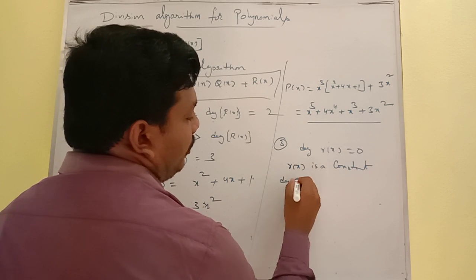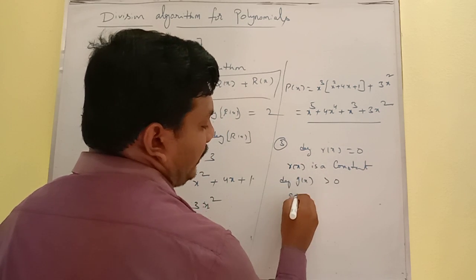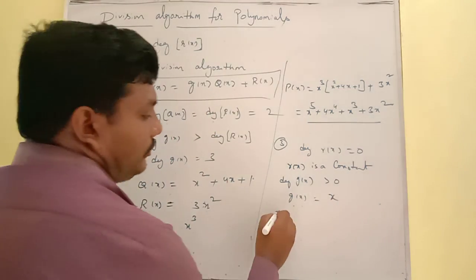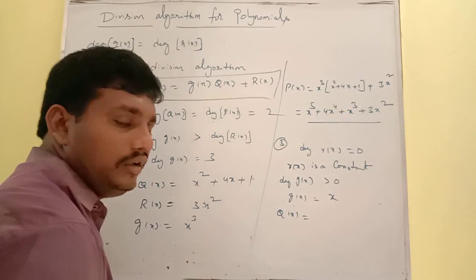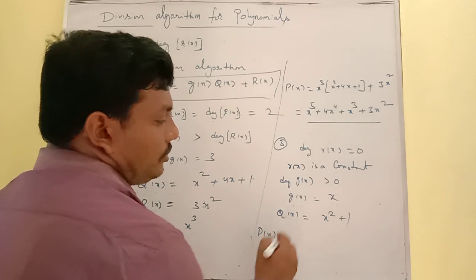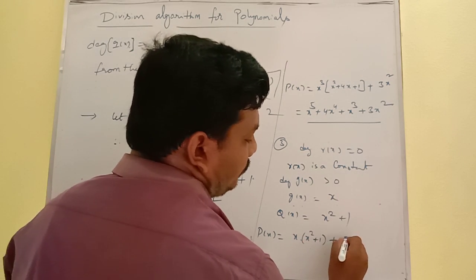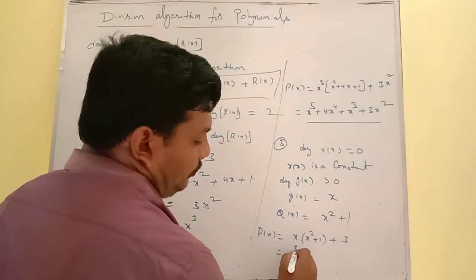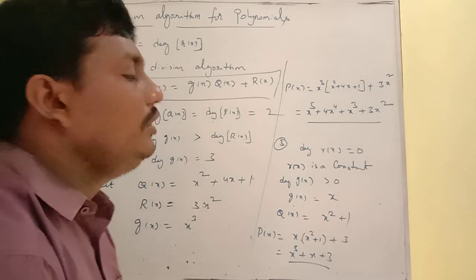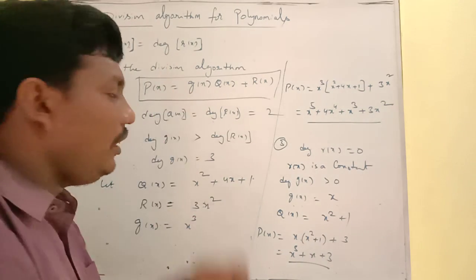Then the degree of g of x is greater than 0. That means I take g of x as a one-variable polynomial, whatever it is, simply x we can consider. Then q of x, you have to consider anything, say x square plus 1. Then what about p of x? P of x is equal to g of x into q of x plus r of x, where r of x is a constant such as 5 or 3, you can take. That is x cube plus x plus 3. This is the polynomial p of x. Like that you can give your own examples for p of x, g of x, q of x, r of x by satisfying the division algorithm.